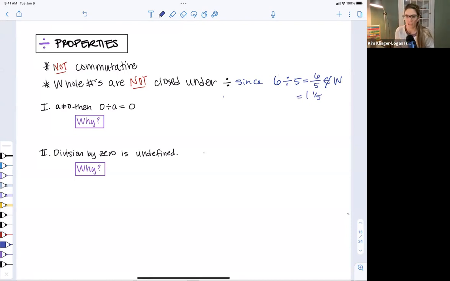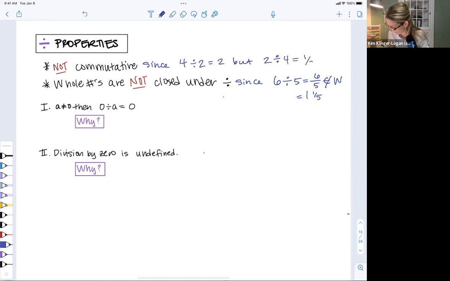Of course that's true for lots of different pairs that we can choose. Division is also not commutative because it matters which order I do the division. Let's say 4 divided by 2 is equal to 2, but 2 divided by 4 is equal to 1/2, and these are not the same.